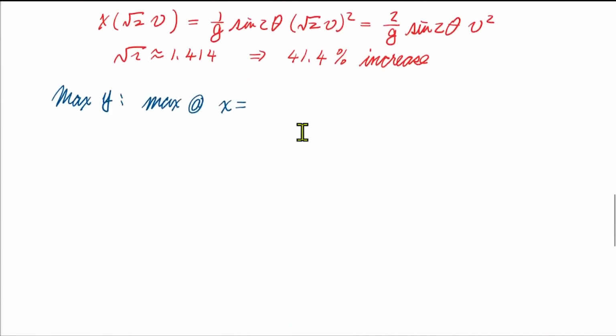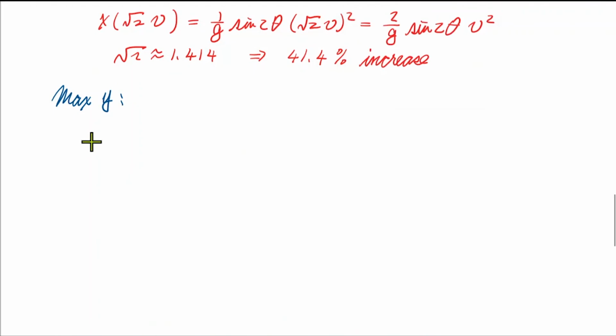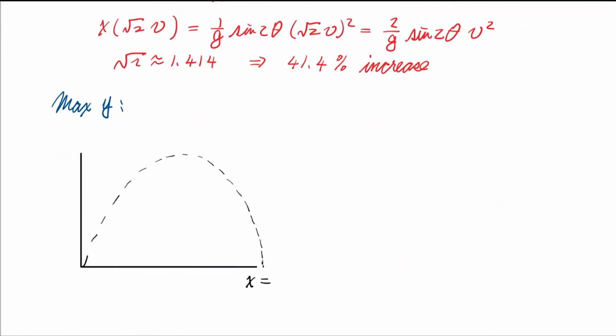Why don't I draw the picture for you? I think a picture is healthy to understand what's going on. So our situation is this, right? And this point is when x is equal to, what was it, 1 over g sine 2 theta v squared. Good.